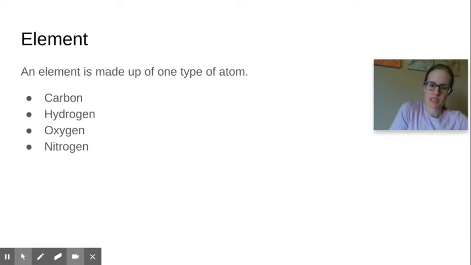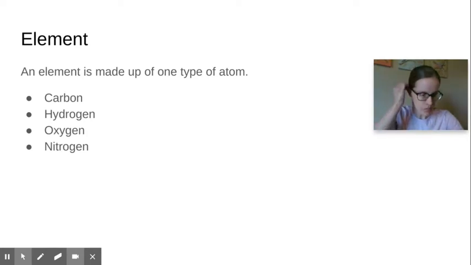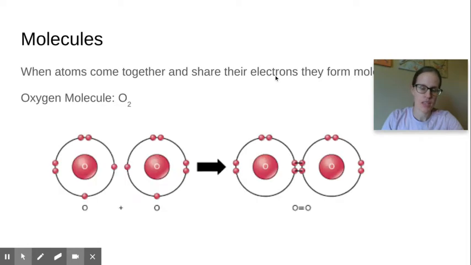An element, we've already been talking about elements, but just to make sure we're on the same page, an element is made up of just one single type of atom with the same number of protons. Remember, the four most common atoms in your body are carbon, hydrogen, oxygen, and nitrogen. Those are the ones you learned about in biology.